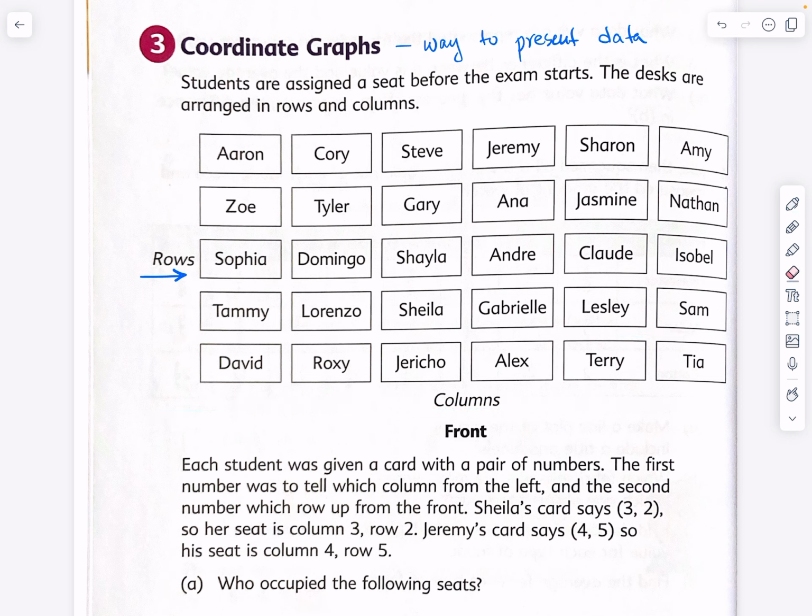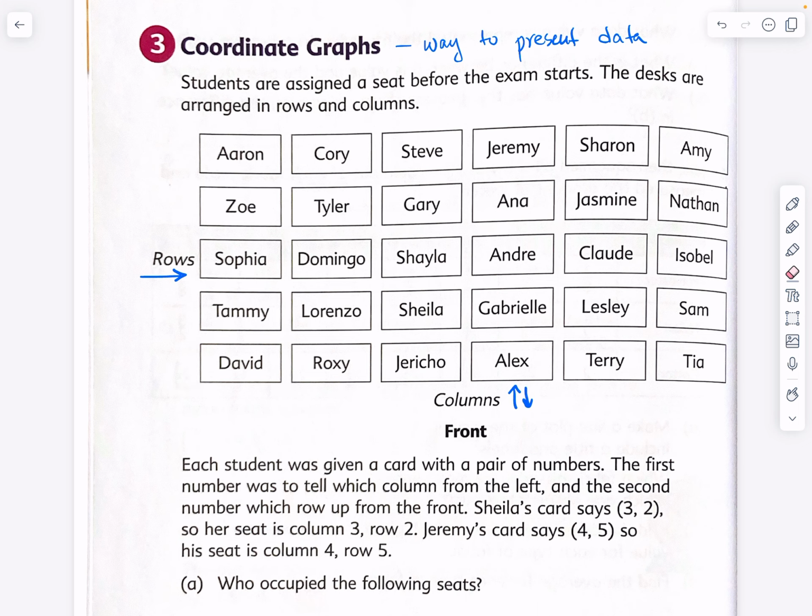And columns are the way to arrange numbers vertically. So columns are vertical. You can look at them from top to bottom. You can look at them from the bottom to the top. So columns go up and down and rows go left to right. So let's arrange the seats for these children.